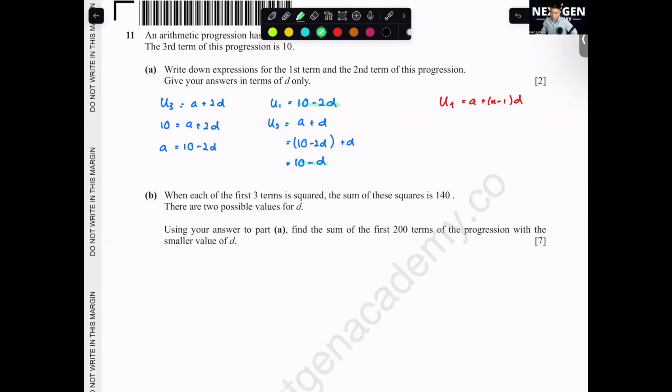Okay, next one. When each of the first three terms is squared, the sum of these squares is 140. There are two possible values for d. Using your answer to part A, find the sum of the first 200 terms of the progression with the smaller value of d.